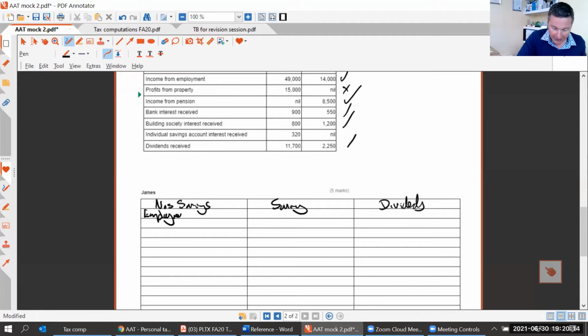So employment income of £14,000. He doesn't have property, but he has pension of 8,500. Bank interest of 550, building society of 1,200, and dividends of 2,200.